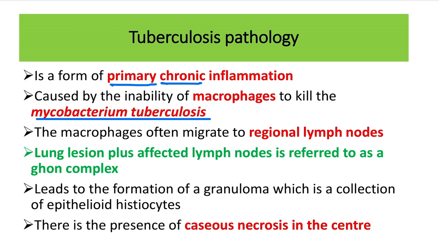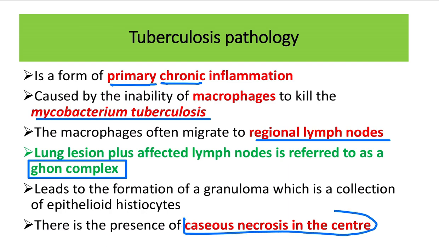And what do macrophages do? The macrophage presents the Mycobacterium tuberculosis to helper T cells in the regional lymph node. So it takes the Mycobacterium tuberculosis to the regional lymph node. And the lung lesion, when there is lung infection together with lymph node involvement, is known as the Ghon complex, and it leads to formation of the granuloma, which is a collection of epithelioid histiocytes. And there is the presence of caseous necrosis in the center.